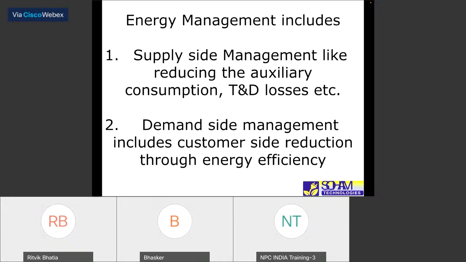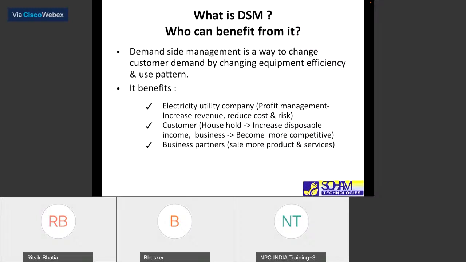And the demand side management includes customer side reduction through energy efficiency and reducing the leakages. So what is DSM now? What can be the benefit from it? The demand side management is a way to change the customer demand by changing equipment to use energy efficiently.